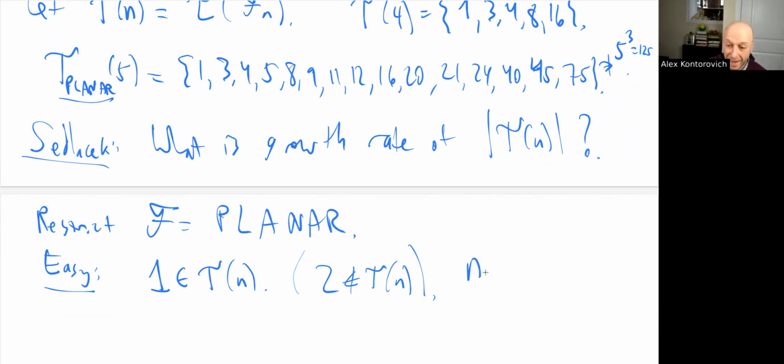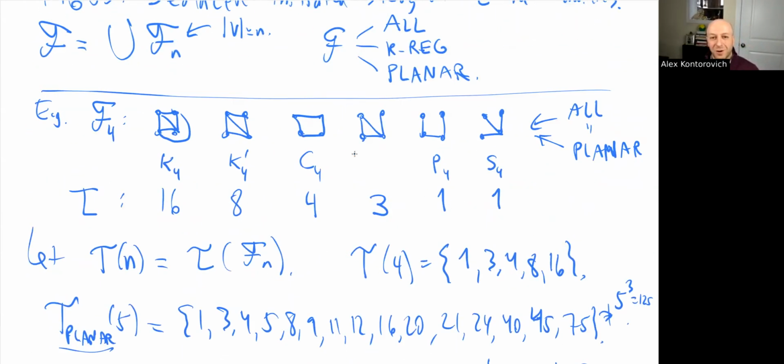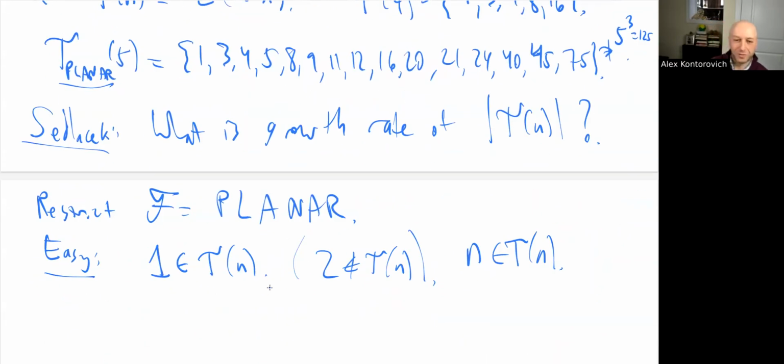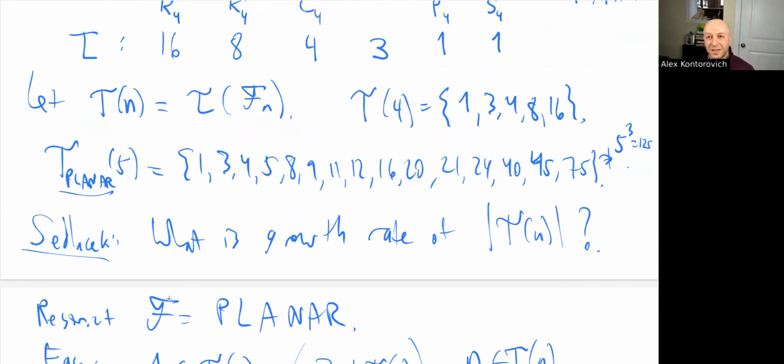We can observe that n is always in T(n). That's because you always have the cycle. The n-cycle will have exactly n spanning trees. Another thing you can observe is that these spanning tree numbers are nested. So 1, 3, 4, 8, and 16 all appear again here, and that's for a very simple reason.